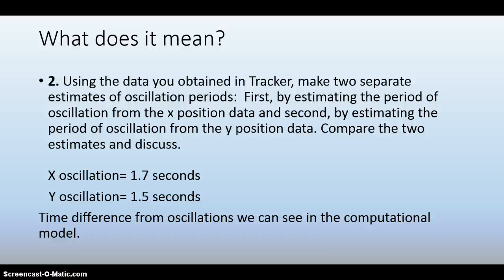So our next "what does it mean" question is basically asking the difference between the X oscillation time and the Y oscillation time and why there is a difference. Why we see a difference between the period it takes for the X to oscillate and the Y to oscillate for our mass spring is the way that it moves in our computational model. As we can see, it oscillates in a type of oval, which would make our X oscillation longer than our Y, which would be the reason that it has a longer time frame.